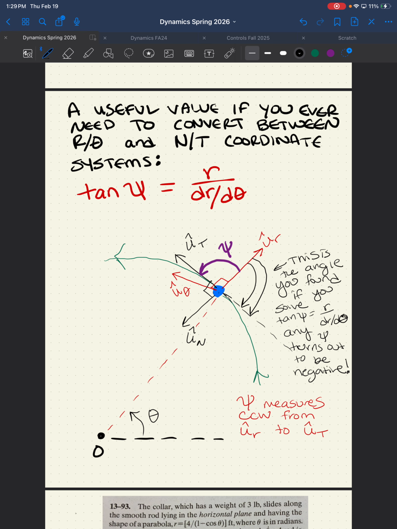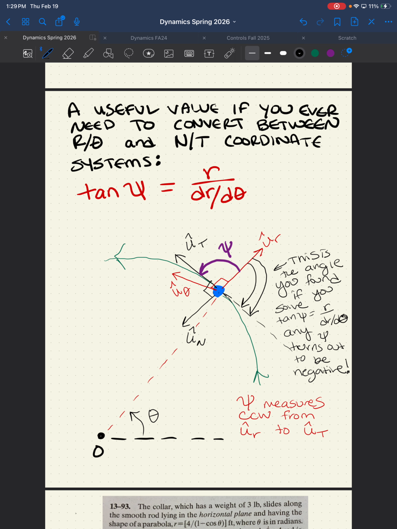This is equal to mass times r double dot minus r theta dot squared in the u hat r direction plus r theta double dot plus 2 r dot theta dot in the u hat theta direction. And that gets me nowhere, because I cannot combine u hat t's with u hat r's or u hat n's with u hat thetas. Okay? It's okay to start here, but then I need to do my coordinate transformation steps like we've done before.